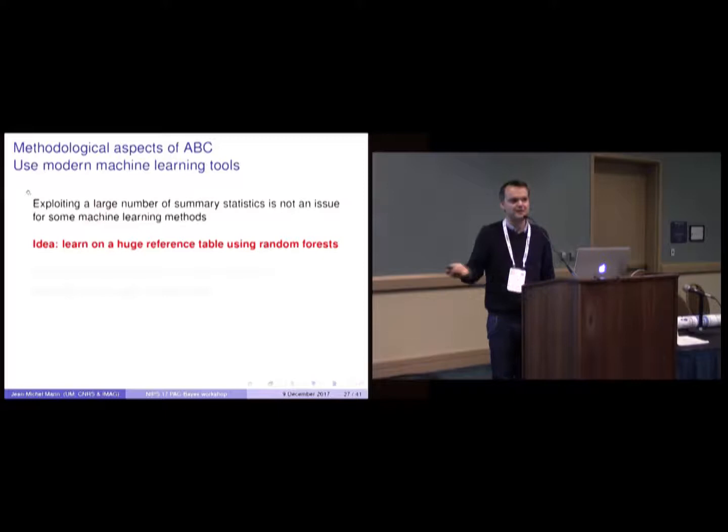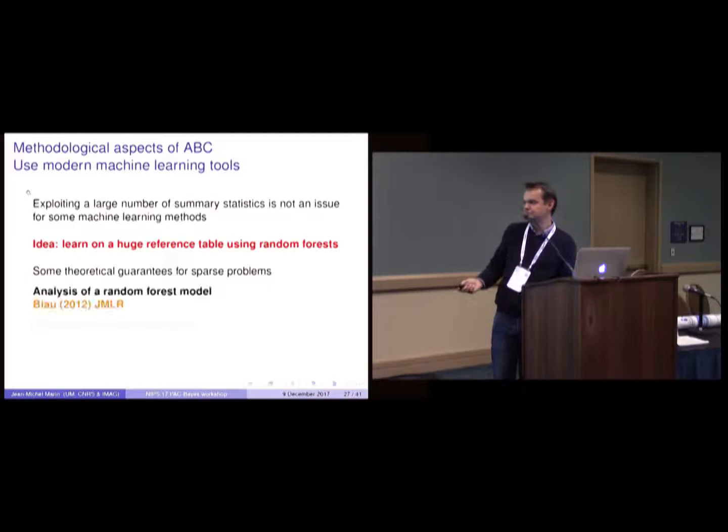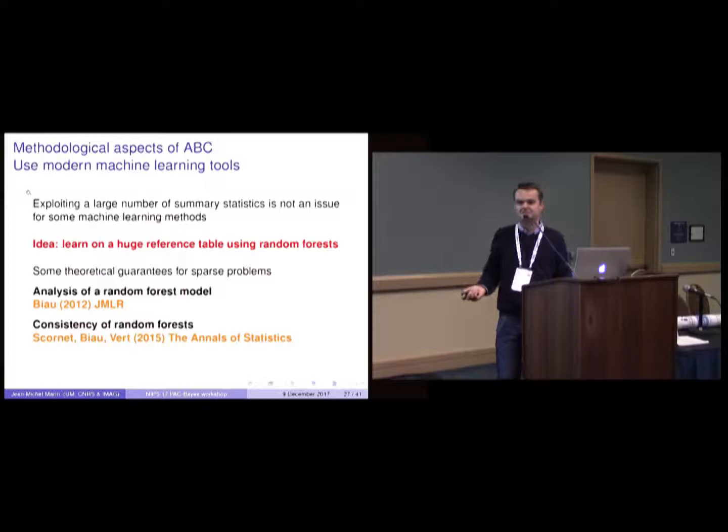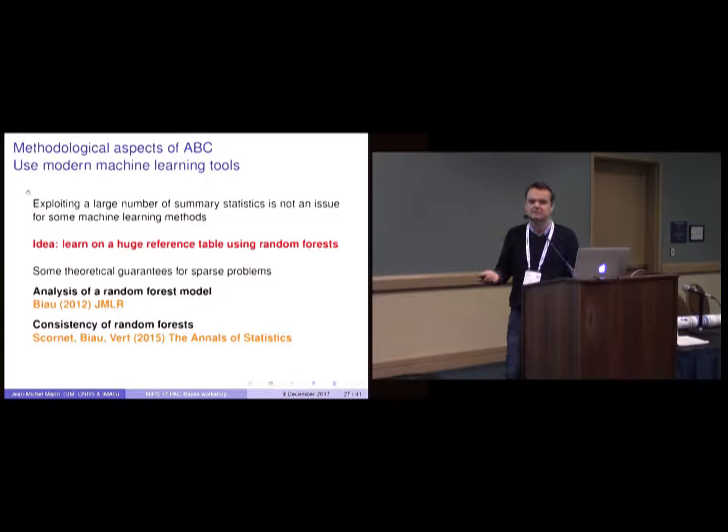First, there is some theoretical guarantee for sparse problems. There are these two nice papers from Gérard Biau and co-authors, one in JMLR, one in the Annals of Statistics, who show some nice convergence results for sparse problems. And we are typically, for my population genetics application, in a sparse problem. We have a big set of summary statistics, and within this big set, only a few are related to the problem. And you want to pick up in this big set the ones which are related to the problem and also correlated. Okay, and the forest can do that.